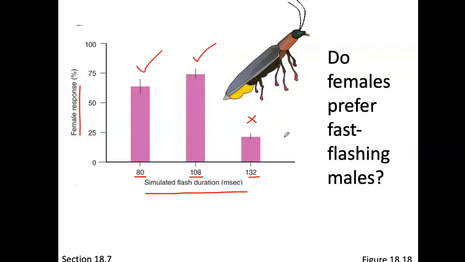Why not? The question here then was, do females prefer fast flashing males? And the answer was, it depends. Up to about 108. We don't know if there's another number in between here that would be good, but 132 is definitely too flashy.